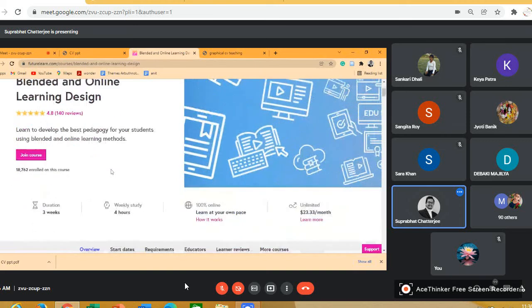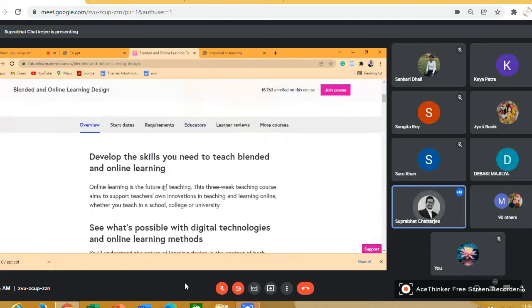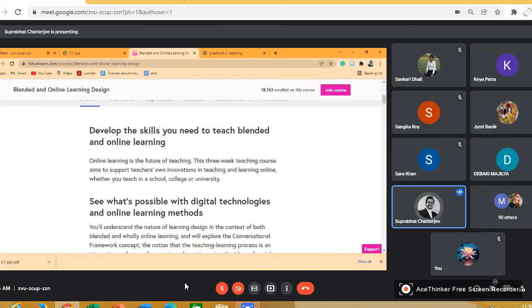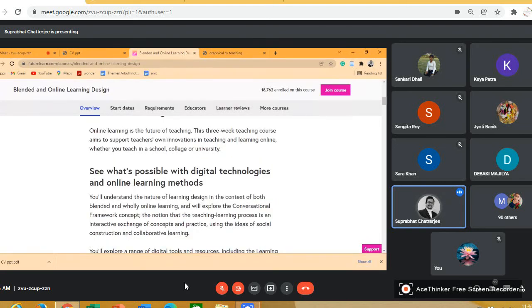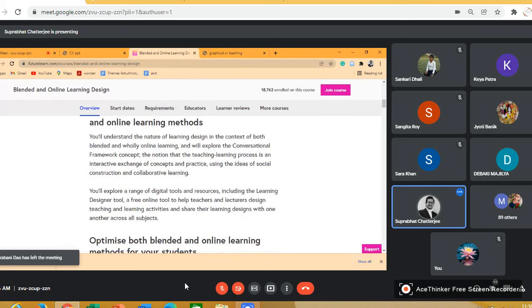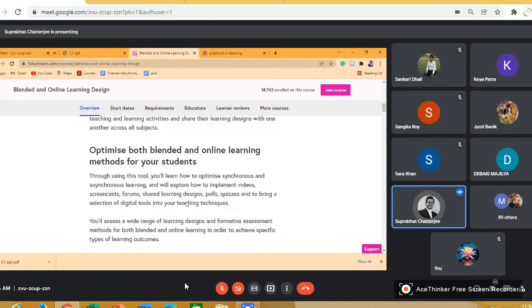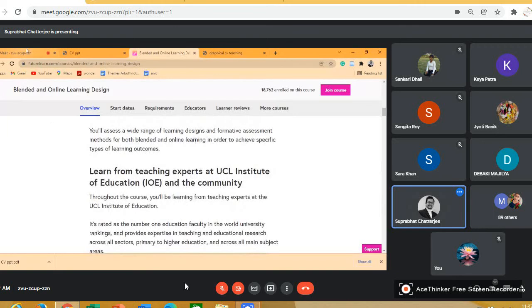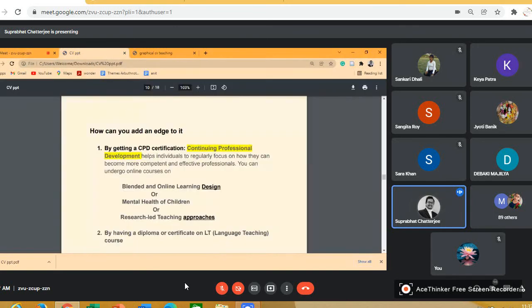Blended and online learning design. You get the duration, it's just a 3-week course. You get weekly 4 hours of class. It would be 100% online. You have the payment, you have things like that, and you get what you will learn. Develop the skills you need to teach blended and online learning. See what's possible with digital technologies and online learning methods. So now we begin to explore, right? This is the skill-based education that we now talk of. Optimize both blended and online learning methods for your students, so you learn all these things.